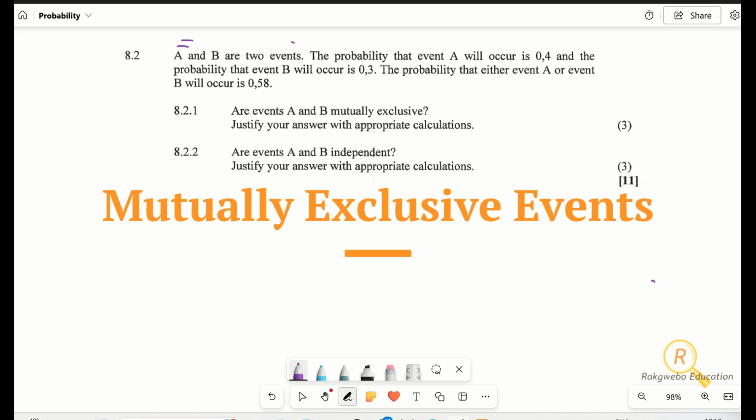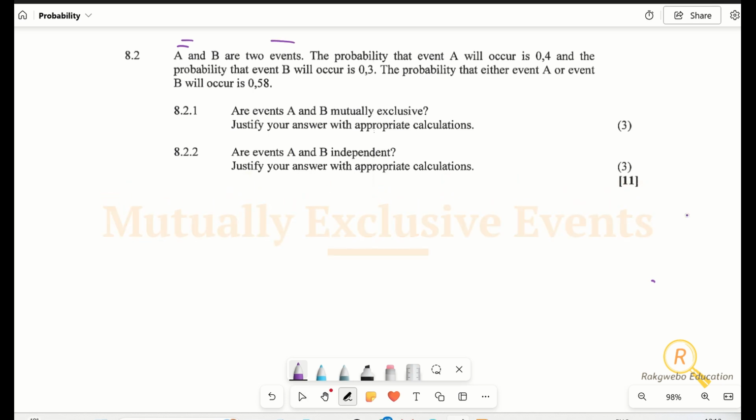A and B are two events. The probability that A will occur is 0.4. Let's write it on the side. And the probability that the event B will occur is 0.3. Let's write it there as well.